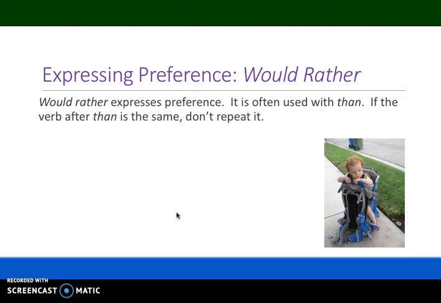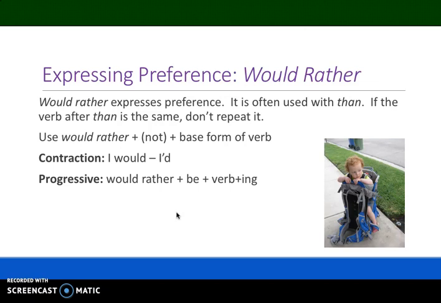We can use would rather to express our preference, and it's often used in a sentence with than. If the verb that comes after than is the same as the verb that comes before it, we usually don't repeat that verb. We use would rather plus not if it's negative and the base form of the verb. The contraction form is apostrophe D, so I would be I'd. And the progressive form is would rather plus be plus the verb with the ing ending.